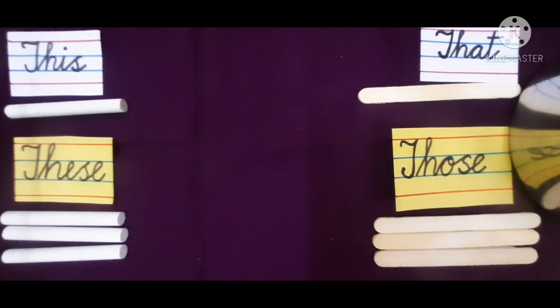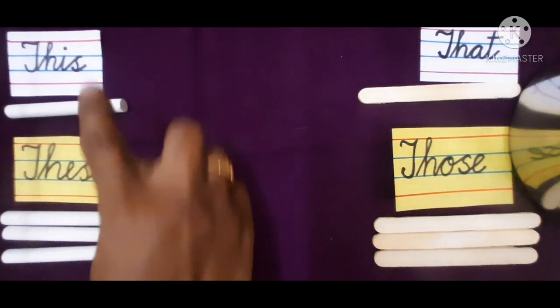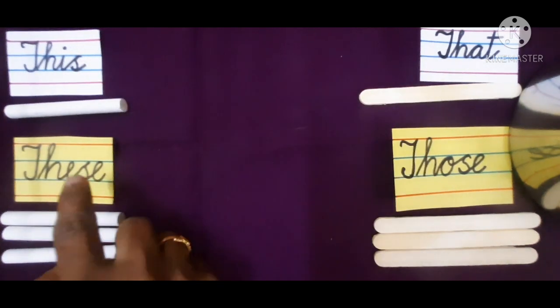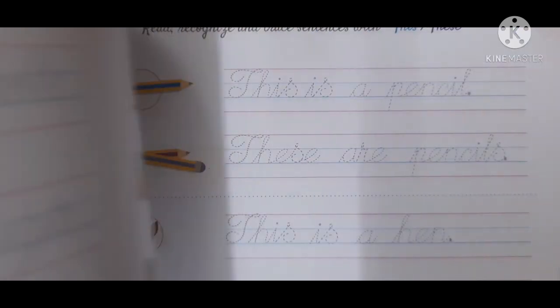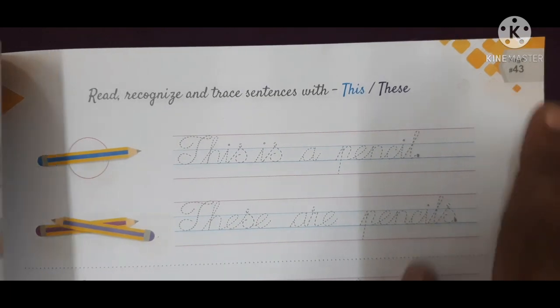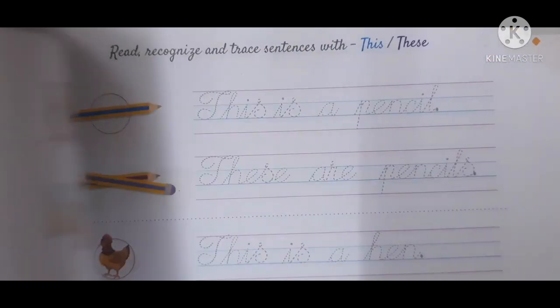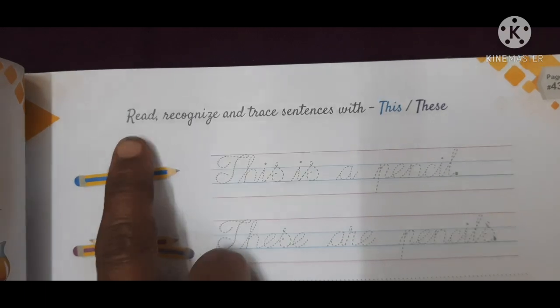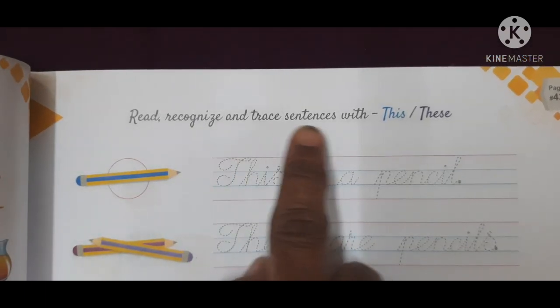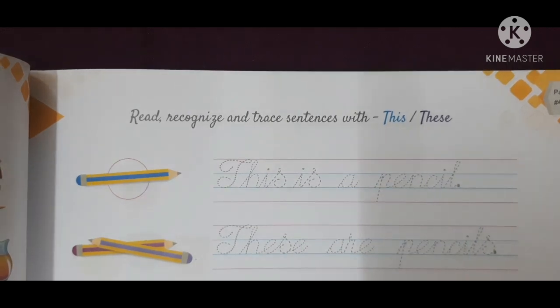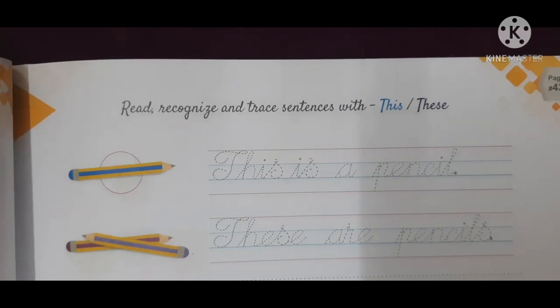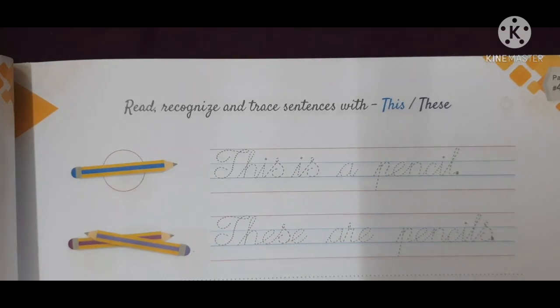Dear parents, in the same way, please explain to your child where to use the words this, that, these and those. Now we'll see some examples from books. Take page number 43 in my workbook. Read, recognize and trace sentences with this and these. Encourage your child to do these exercises.